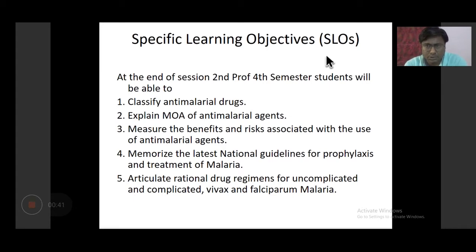So there are many more drugs prescribed for the treatment of malaria. So we will see that one by one.